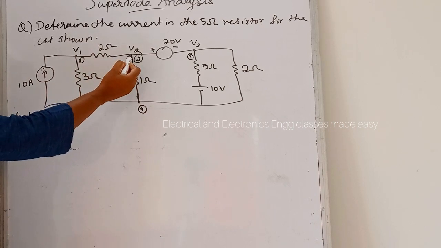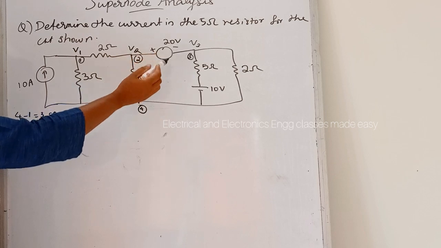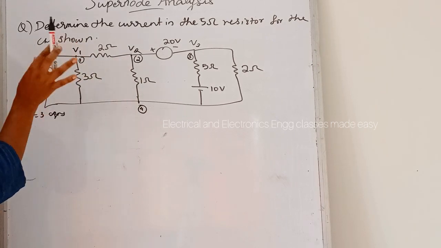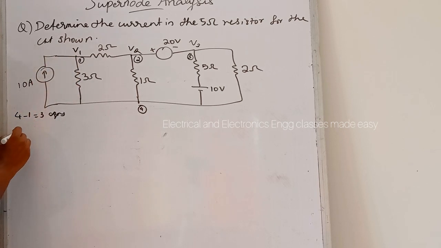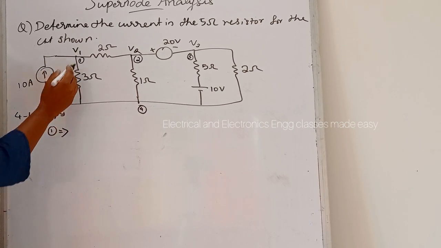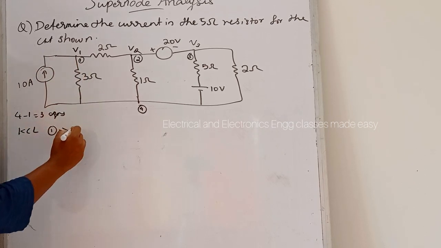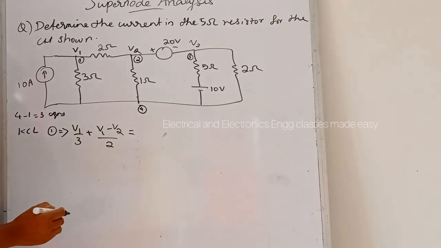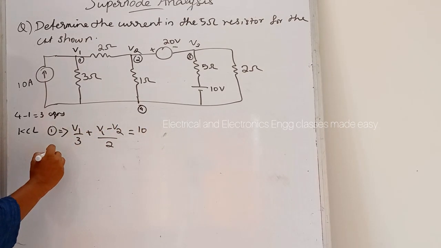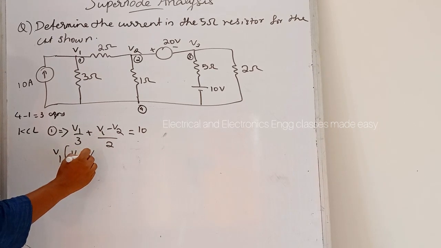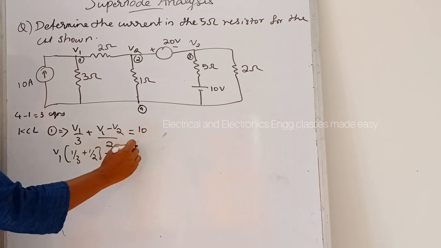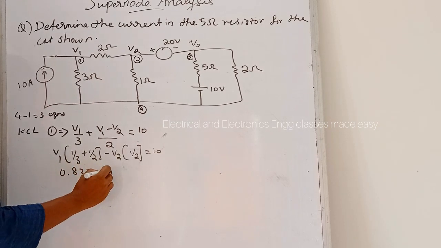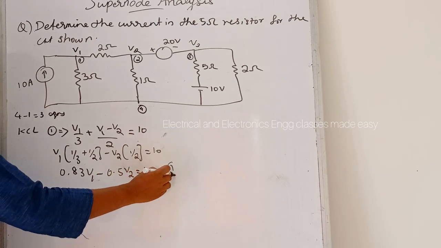Now here there is a voltage source between node 2 and 3. So node 2 and node 3 we have to combine together and consider it as the super node. So let us write KCL at node 1 first. Applying KCL at node 1, we will get V1 divided by 3 plus V1 minus V2 divided by 2 equal to 10. Then after rearranging, we will get V1 into 1 by 3 plus 1 by 2 minus V2 into 1 by 2 equal to 10. That is, again we can simplify, 0.83 V1 minus 0.5 V2 equal to 10. So this is the first nodal equation.